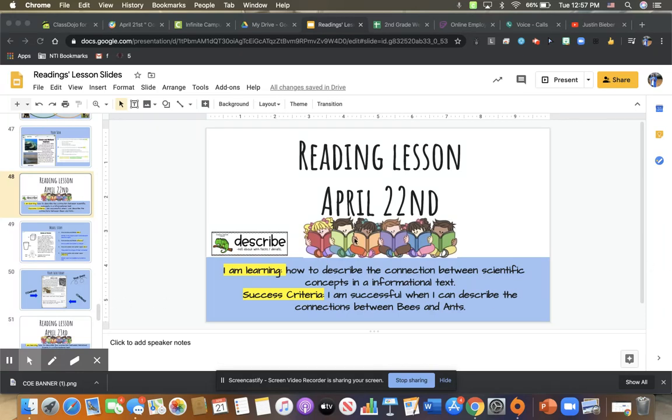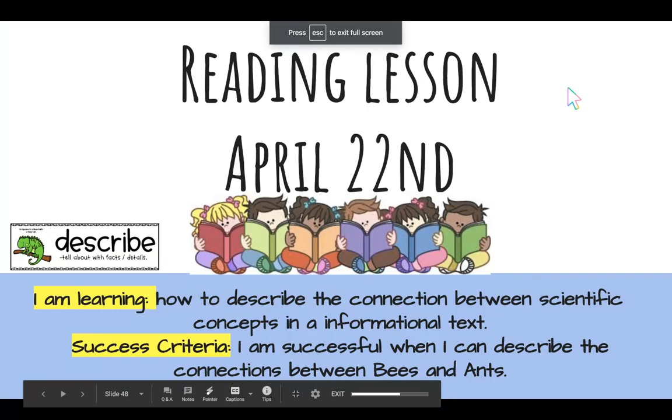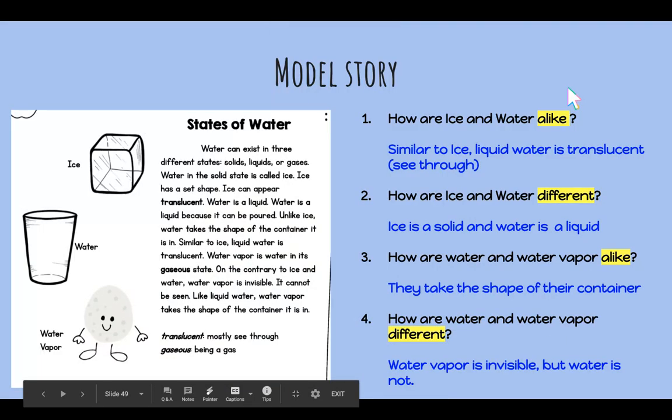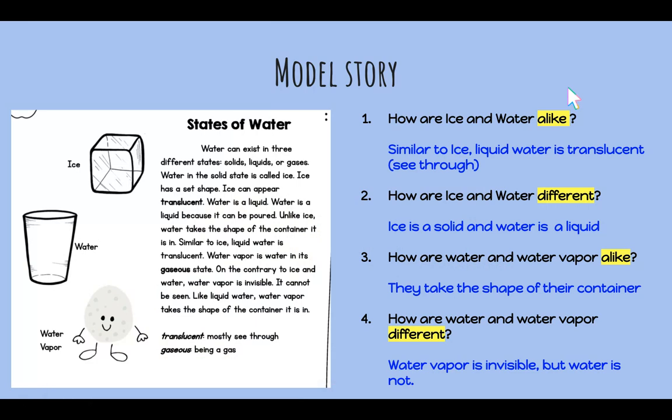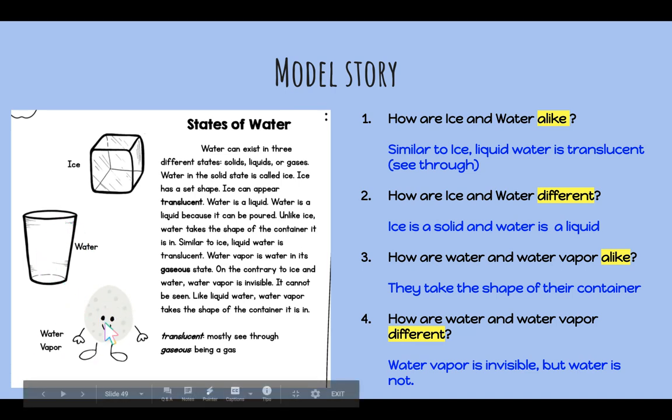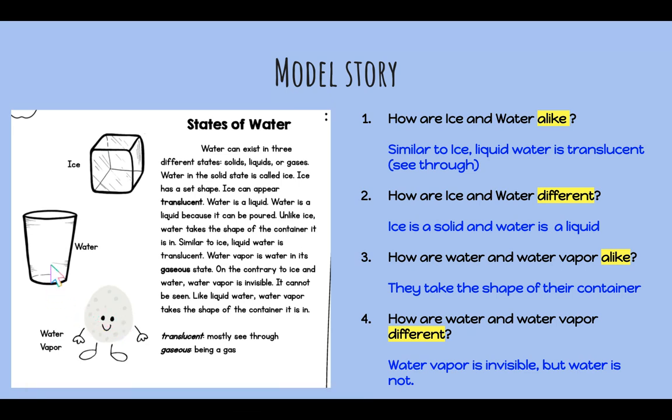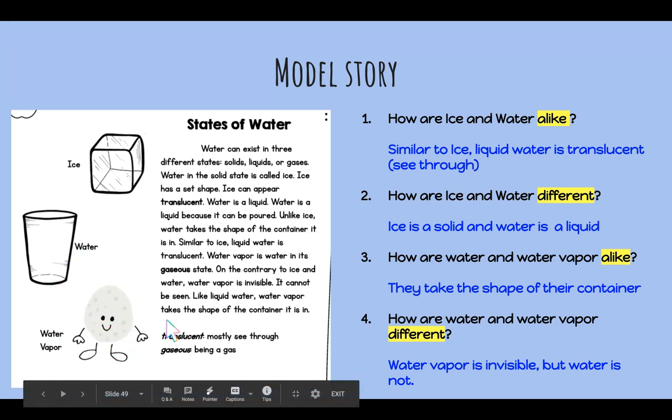So let's move right along into our model story. Our model story today is states of water. Looks like we have some ice here, we have some water, and we have water vapor. So I'm guessing that's probably what our story is going to be describing or talking about. Follow along with me as I read.